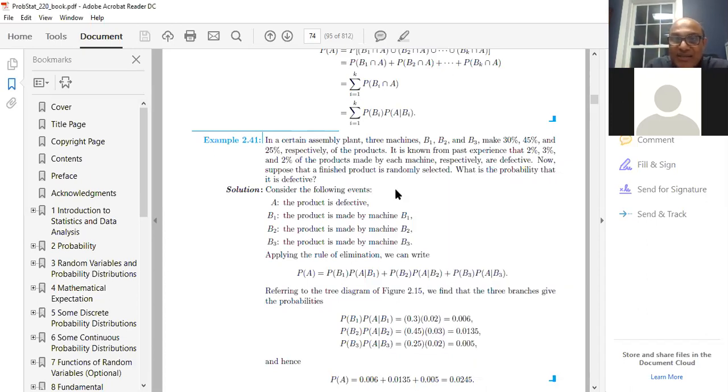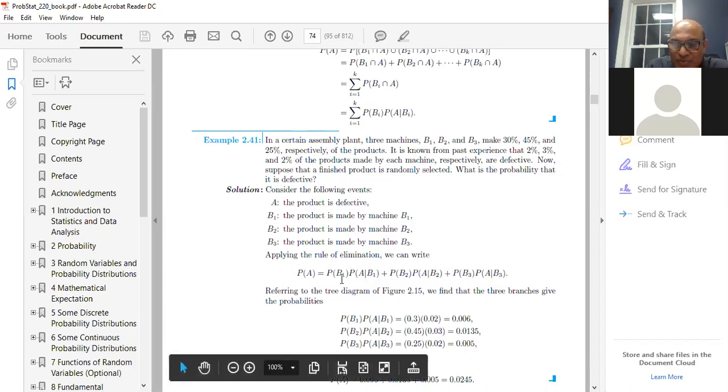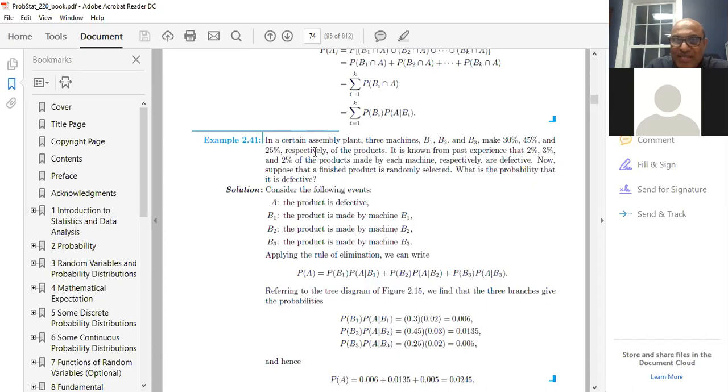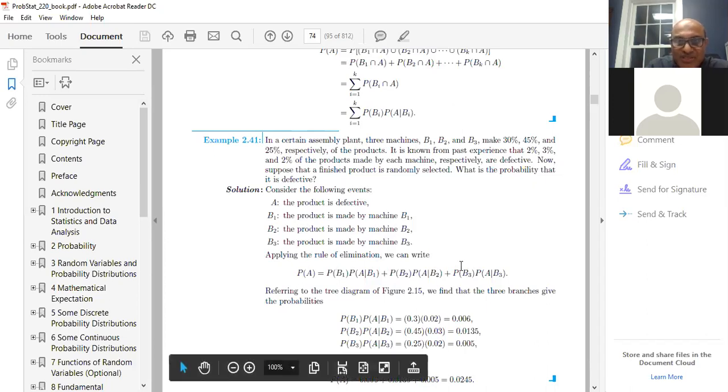What is the probability that it is defective? A is the defective product, B1 is the product produced by machine B1, and likewise B2 and B3. The probability of A is the probability of all three combined: probability of B1 and A given B1, B2 and A given B2, B3 and A given B3. All the things are given to us. The probability of B1 is 0.30, B2 is 0.45, B3 is 0.25, known to us, so plug in the values.